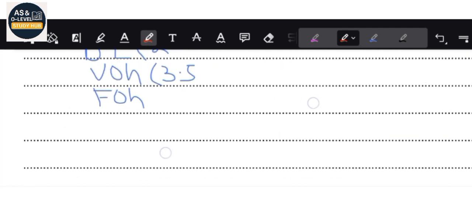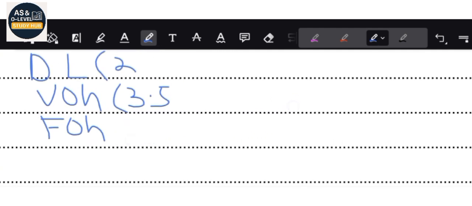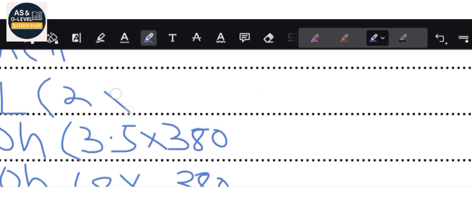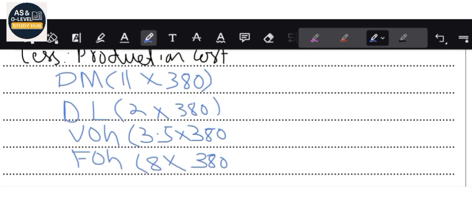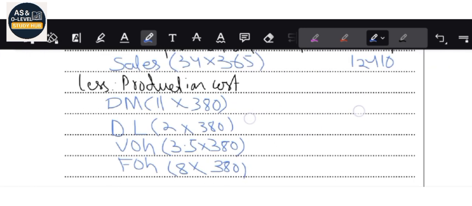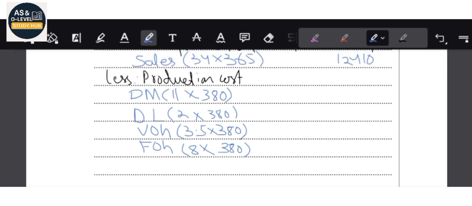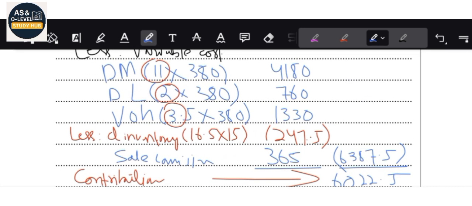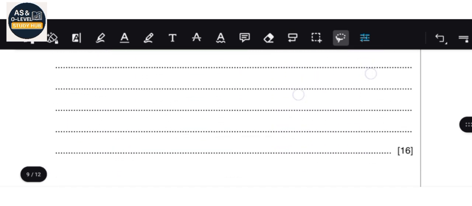Here we will write 8 into the production units, which were 380. We will multiply all of the values by 380. Now take out your calculator, calculate all of the values and write them in front. If you remember, in the last class we already multiplied the same values with the same production units, like 11 into 380. Let's look at the marginal costing. We have already done this, so I will just copy it from here and paste it.